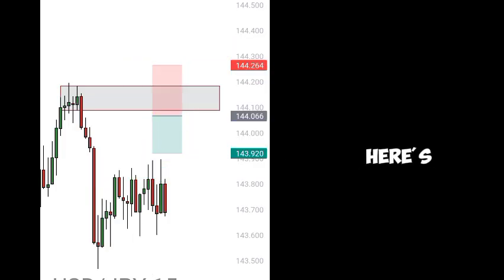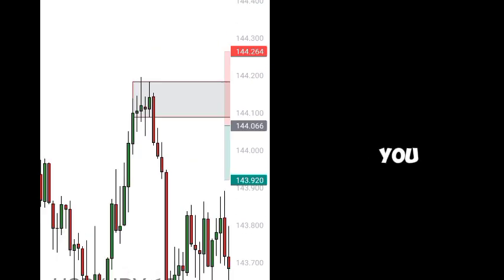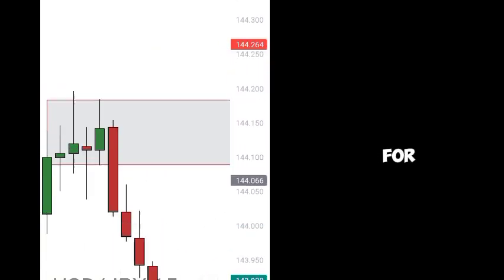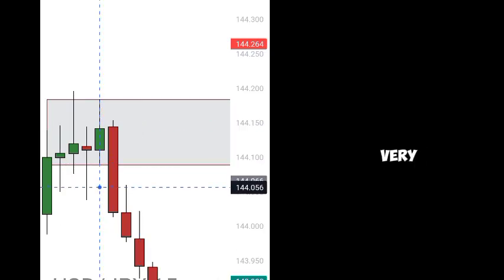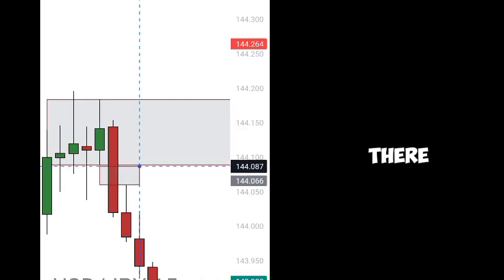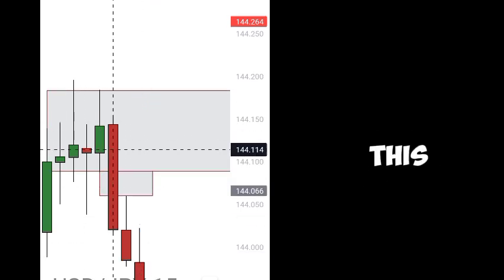Now, here's the thing. I'm looking out for gaps, which is this gap right here. Let me zoom in so you can see it. So I'm looking out for fair value gaps. Okay, so we have this very small fair value gap right there, and that fair value gap has an order block, which is this order block.